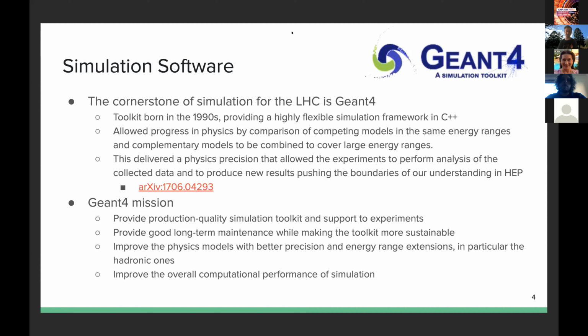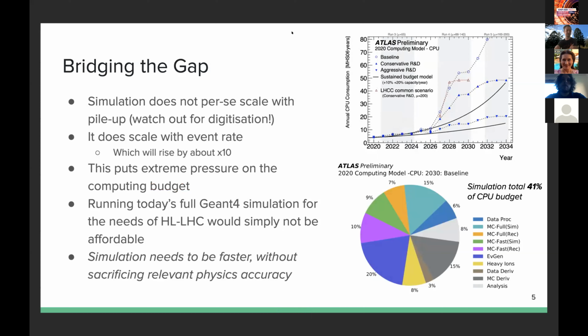So Geant4, as a collaboration, of course, has a mission to provide production quality simulation software for the experiments, to maintain the software which is already there, while hopefully evolving the toolkit to be more sustainable, improving the physics models with better precision and energy range extensions, particularly in hadronic physics. There are a number of improvements which are envisaged. But what I will mainly talk about in this talk is how we improve the overall computational performance of the simulation. So maybe we focus in on how we bridge the gap.